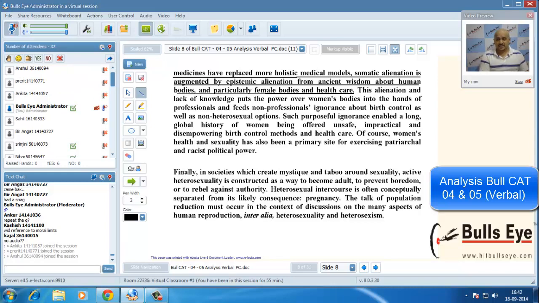It's a complicated sentence and it's meant to challenge you and it's meant to test you. So these are the kind of things that you should be expecting in your CAT exam. Read the slide.